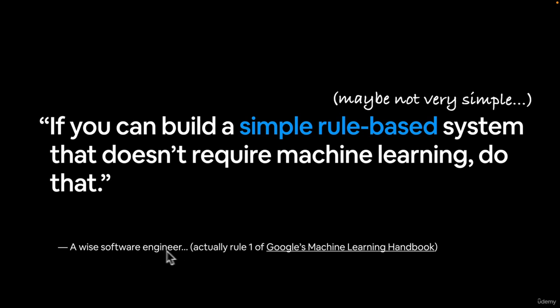Now this is from a wise software engineer, which I kind of hinted at before, Rule 1 of Google's machine learning handbook. I'm going to highly recommend you read through that, but we're not going to go through that in this video. So check that out. You can Google that, otherwise the links will be where you get links. So just keep that in mind.